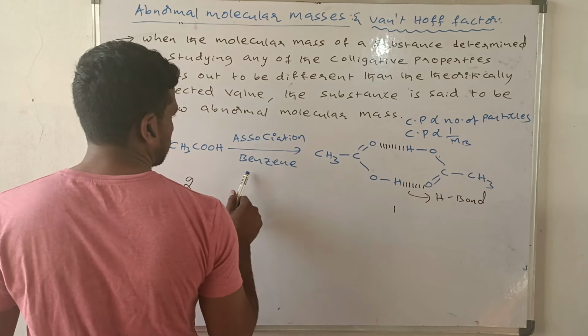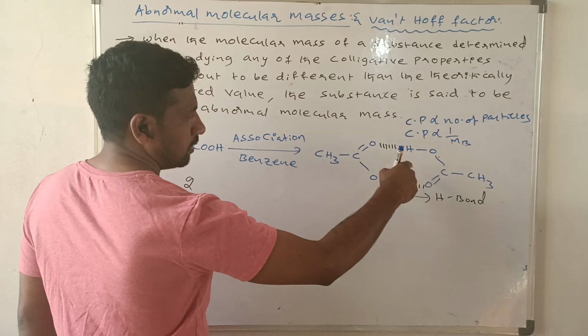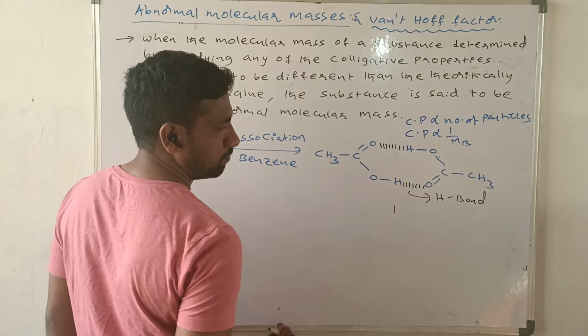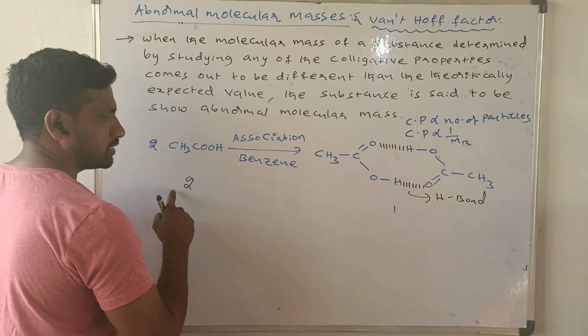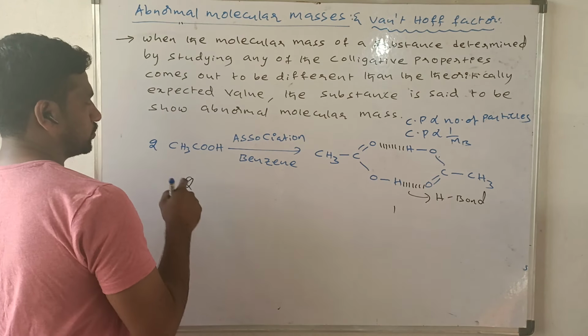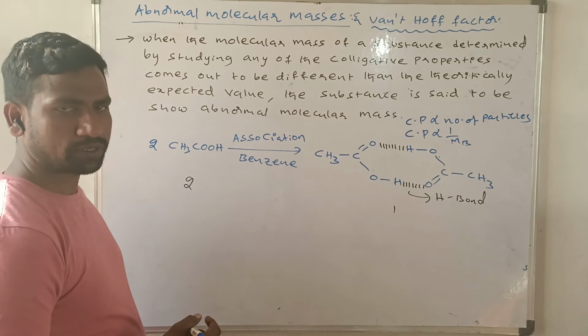In case of association, what happened here? Molecules undergo association. If 2 molecules associate, they form a dimer. If 4 molecules associate, we get tetramerization, like this. Is it clear?